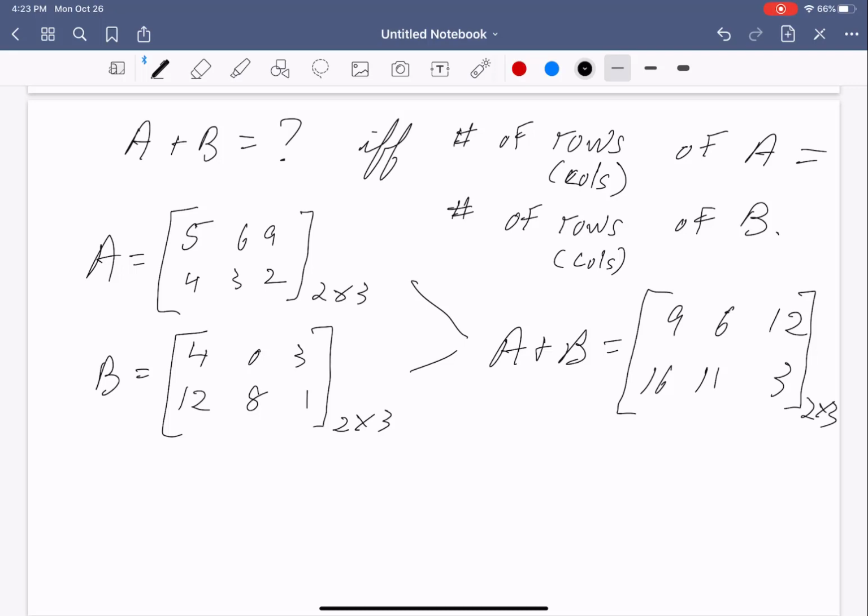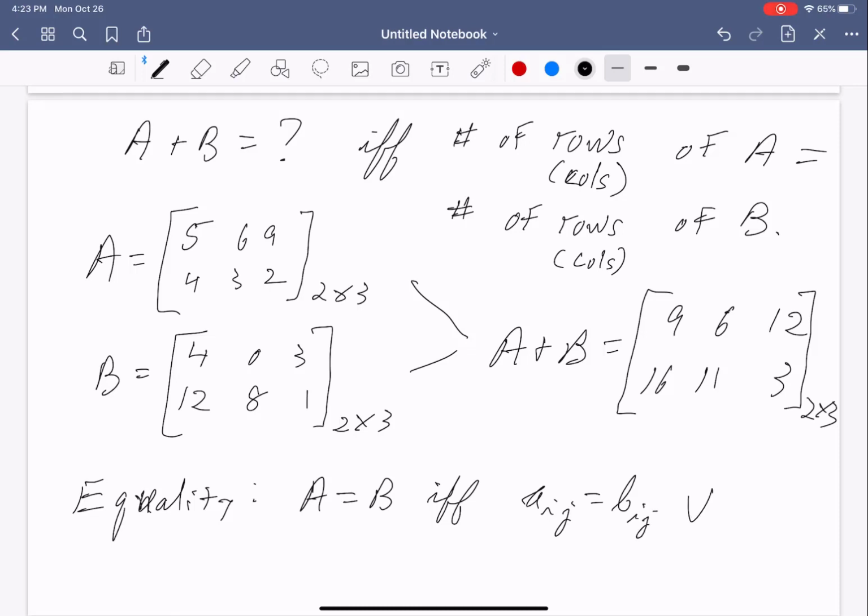Now, what about equality? When are two matrices equal? A is equal to B if and only if Aij equals Bij for all i and j. All right. So then we have a rule here that it doesn't matter whether we add A to B or B to A.